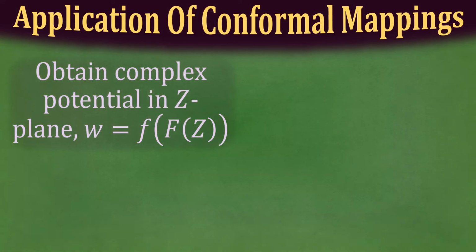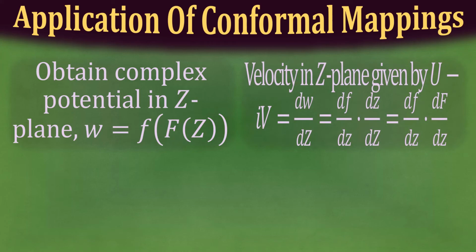The velocity in the capital Z plane is then given by U minus iV, which is equal to dw/dZ, which is equal to df/dz times dz/dZ, which is equal to df/dz times dF/dZ.